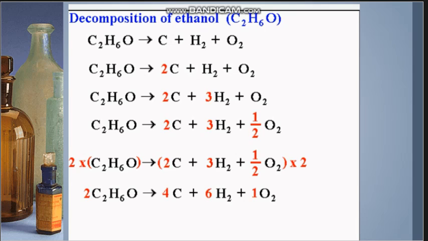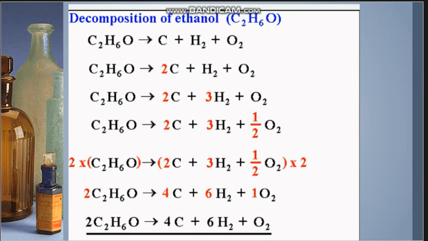There are 4 carbons on the reactant side, 2 in the molecule, but I got 2 molecules, so 2 times 2 is 4. 4 carbons on the product side. There are 12 hydrogens on the reactant side and 12 hydrogens on the product side. There are 2 oxygen atoms on the reactant side and 2 on the product side. So that's our balanced chemical equation, and that's the proper answer.